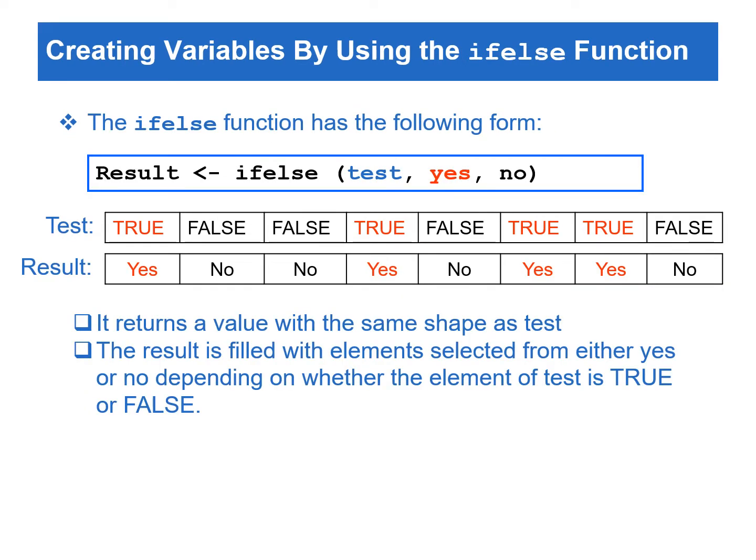These statistics tell us that this new variable is correctly created. Now, let's see how to use the ifelse function to create a new variable. The ifelse function returns a vector with the same length as its first argument. The first argument is a logical vector. The result is filled with elements selected from either the second or the third argument, depending on whether the element in the first argument is true or false.